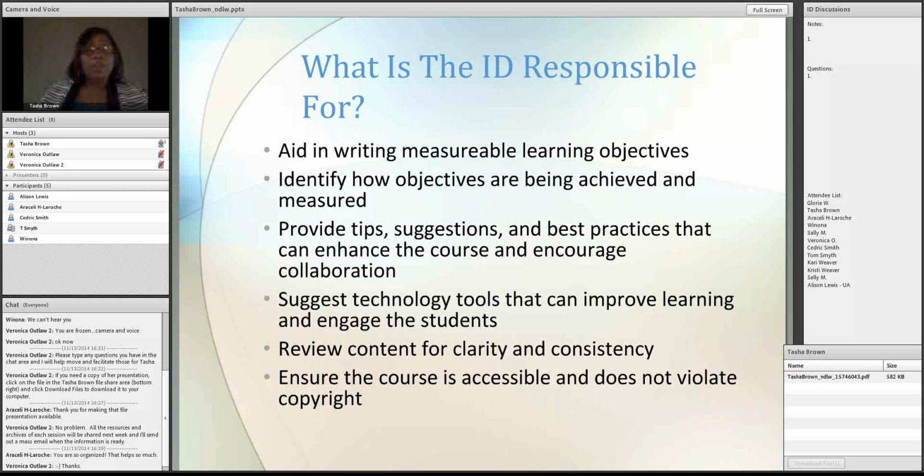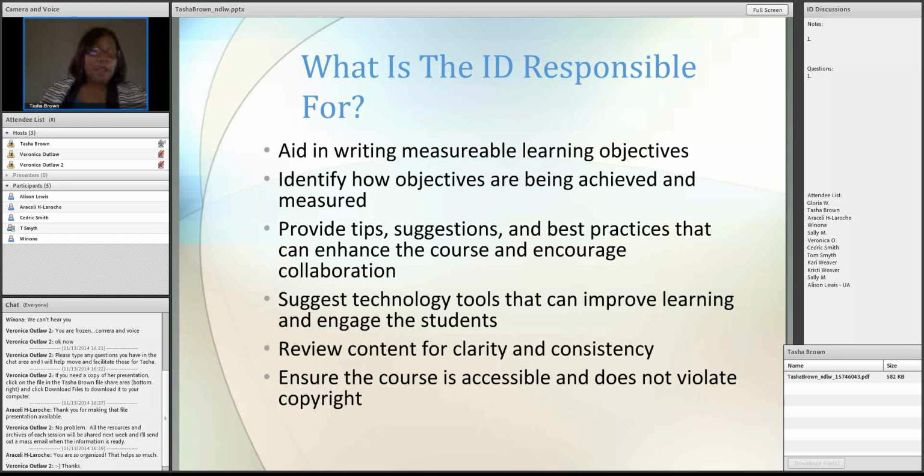Now let's talk about what the IDE is responsible for. One thing your IDE will help you do is write measurable learning objectives. This is very important when you're teaching an online course and a face-to-face course, but especially in the online course. We want those objectives measurable. And by measurable, I mean using measurable verbs.